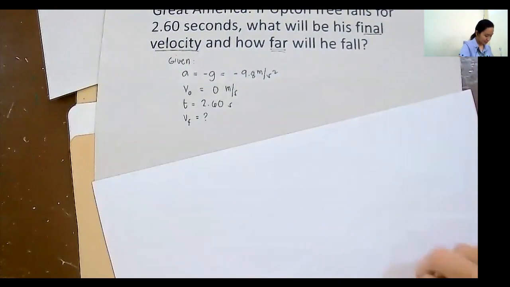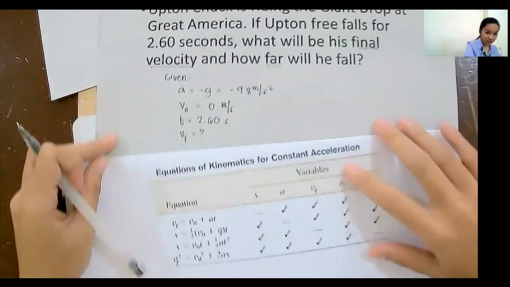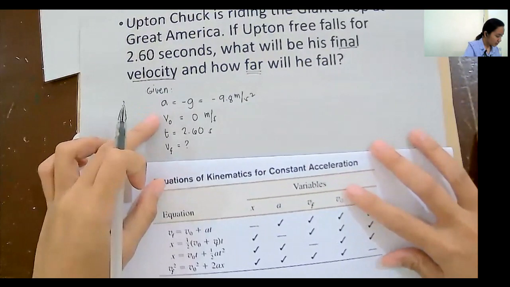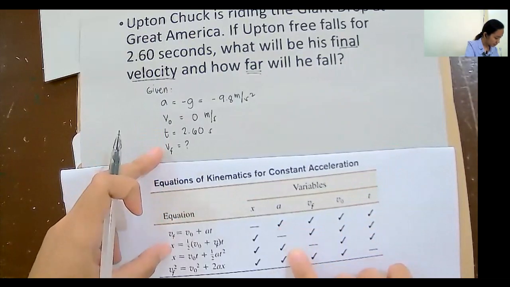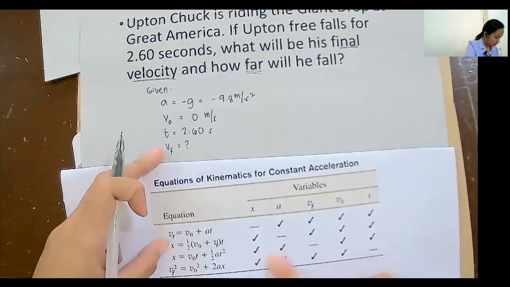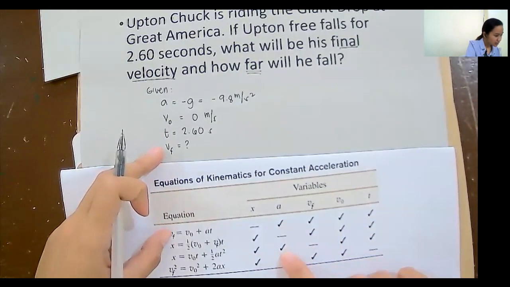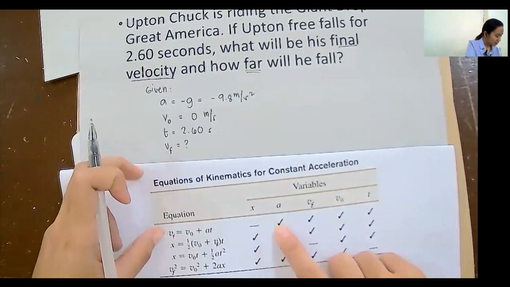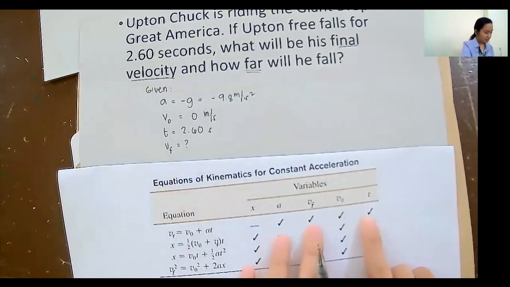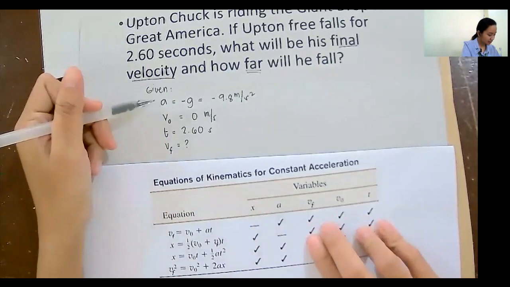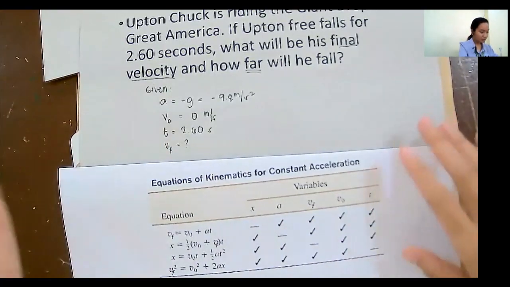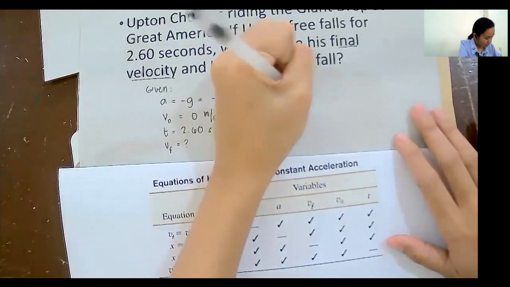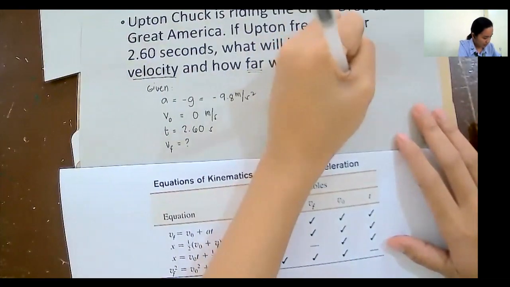So you can see this here. We have a, v naught, t, and then vf. The first one, your a, vf, v naught, and then t. You can see they are all here, with a check in our first equation. So the first equation is what we will use to solve the final velocity. So this is vf is equal to v naught plus at.